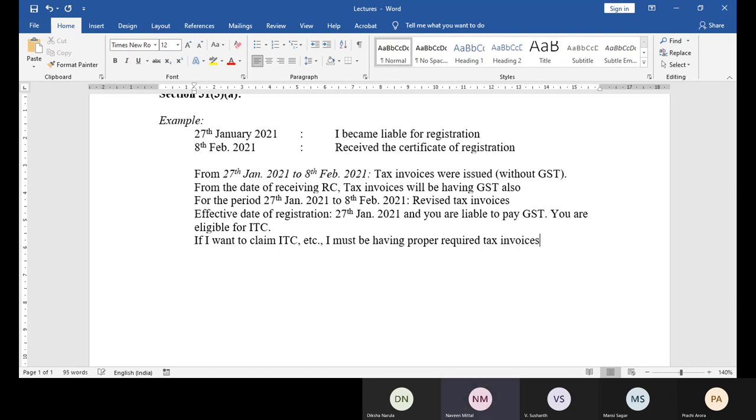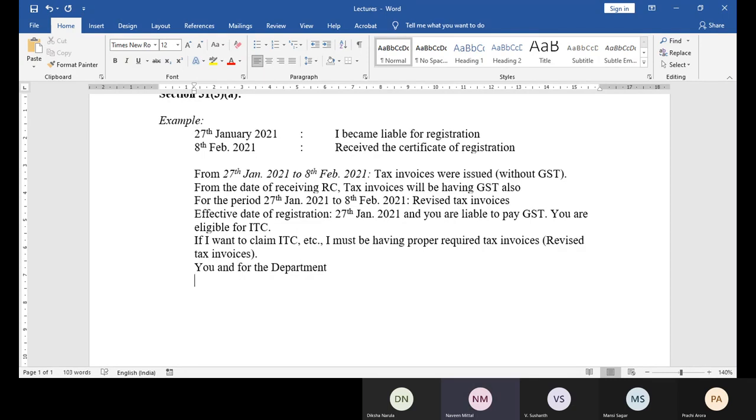Proper required tax invoice means requirements as per the law. The government says you can issue the revised tax invoices in this period. I'm not going to ask my consumers to come to my shop, I will issue the revised tax invoices. These will be helpful for you and for the department. If I want to claim ITC, etc., I must have proper revised tax invoices.